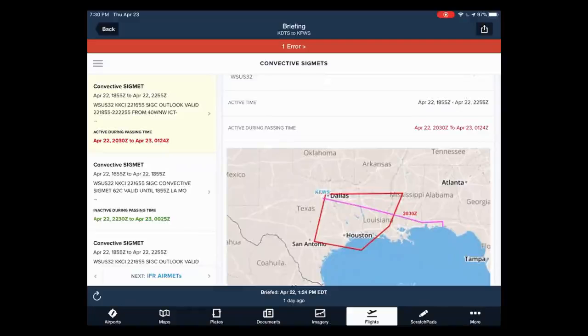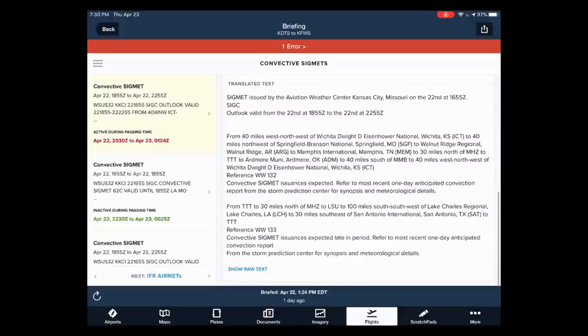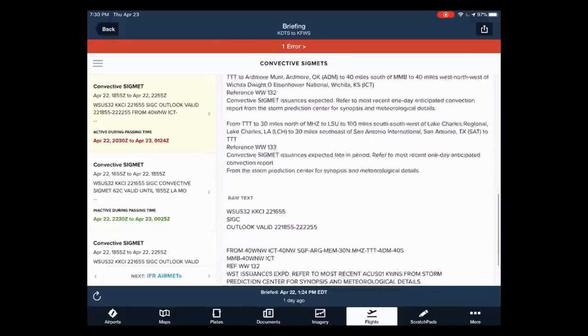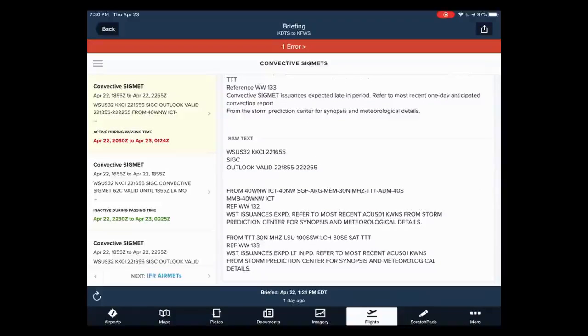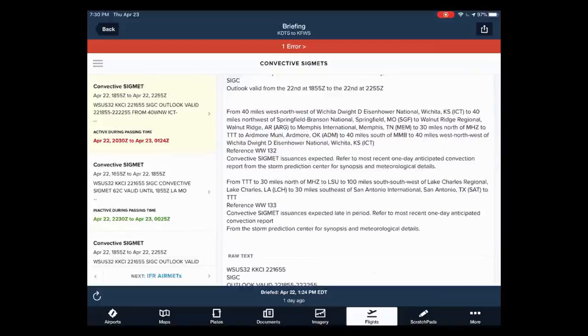In this case, active from April 22nd, as we can see depicted in the red there, from 2030 Zulu to 0124 Zulu. So clearly, we already have a concern on our hands from the get-go. If we scroll down, of course, then we get the plain language depiction. I would recommend you do both, because on the progress check, oftentimes we're going to ask you to read the coded version. So the more practice you have comparing what you see in the uncoded and coded versions, the better off you're going to be reading the coded version.